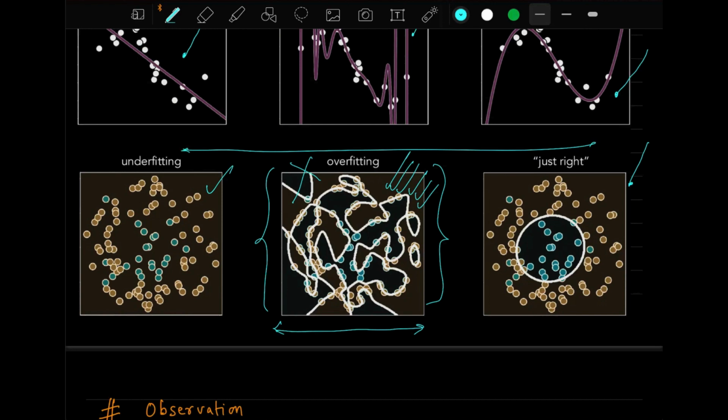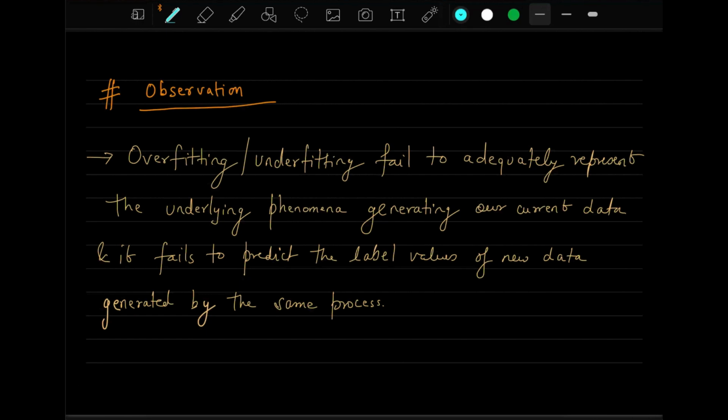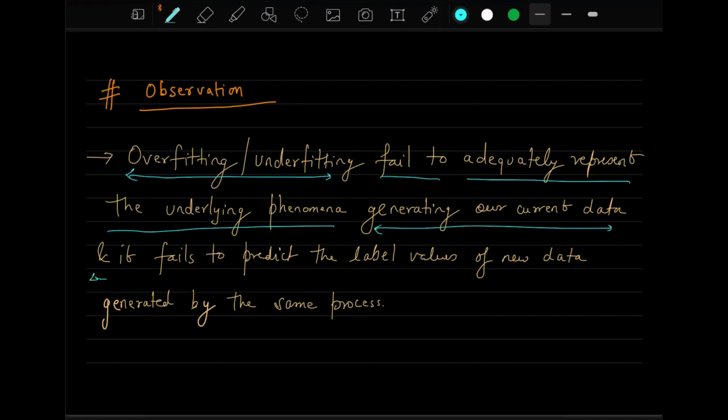And also for this case, which is underfitting. So both these situations are not good, and we want our metric to identify that, whereas training error is not able to give us the complete picture. Okay, so what observations have we found? The observations are that overfitting and underfitting fail to adequately represent the underlying phenomena that is generating our current data set. The training error is not able to capture that.